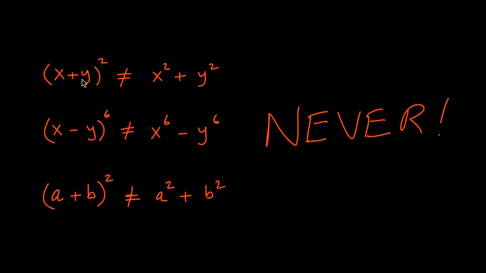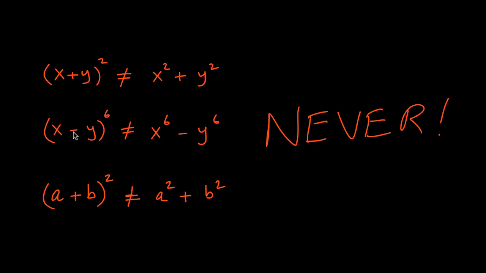There is no rule that goes from here to here. These two things are not equal to each other. This is a very, very common mistake. Please make sure you don't make this. So x plus y, the quantity squared, is not the same as x squared plus y squared. If you memorized your formulas, hopefully you know why that's the case. X plus y, the quantity squared, is not x squared plus y squared.